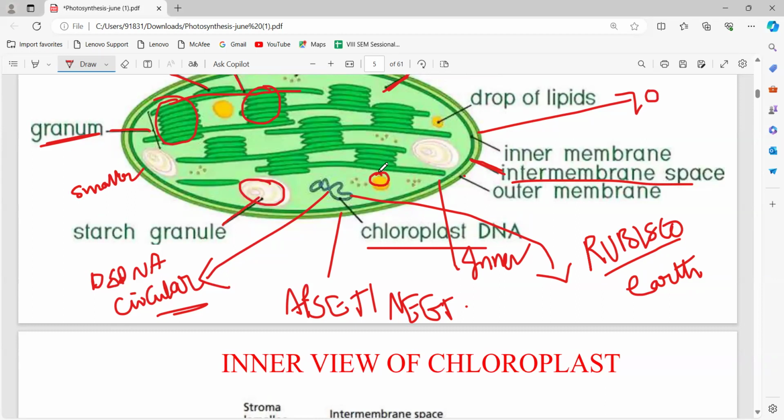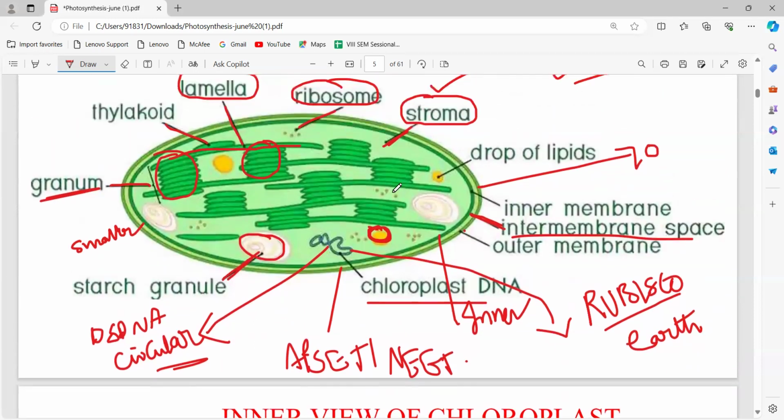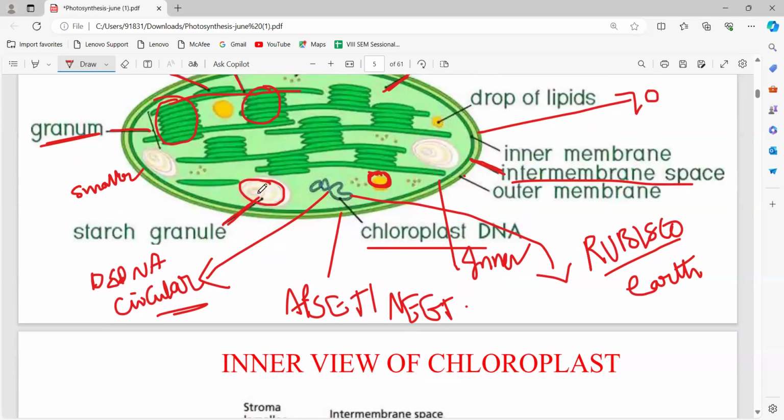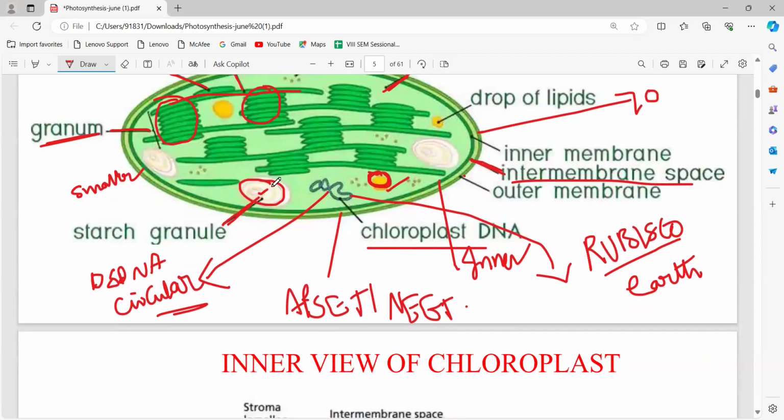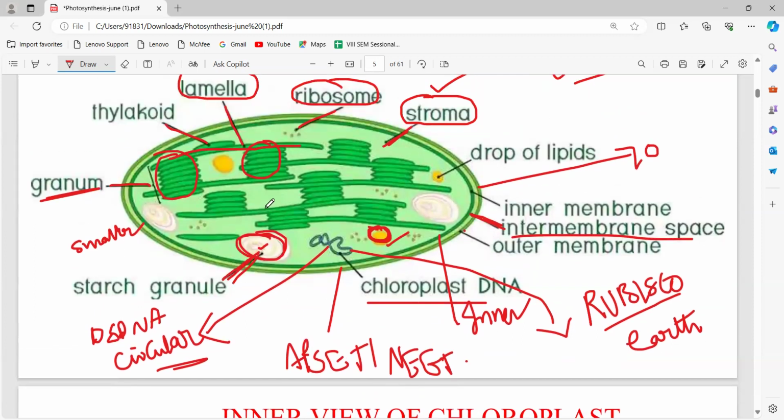But if you look into this particular one, the starch granules are very large, whereas lipid droplets are very small. But what you can observe is that compared to the starch granules, you can observe more lipid droplets. Lipid droplets are basically storing the lipid, whereas, friends, starch granules are especially involved in storing starch. This is the simplified structure of the chloroplast.